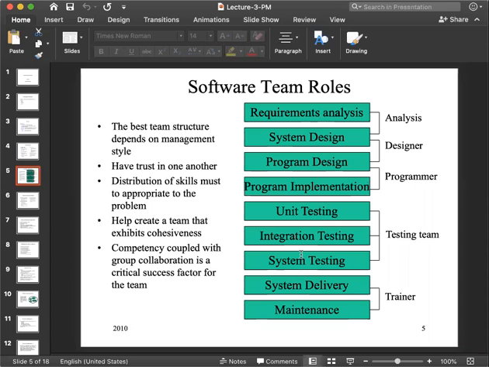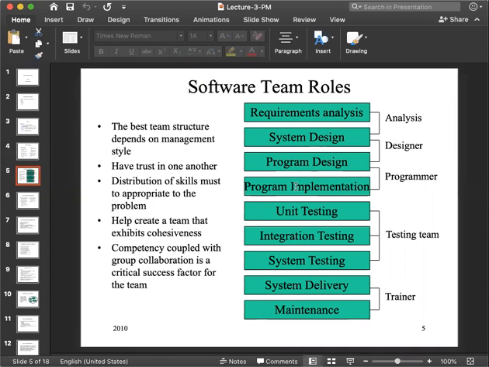আপনাদেরকে এই টাস্কগুলো ওয়ান বাই ওয়ান ফলো করতে হবে। সো এই টাস্কের মধ্যে কোন পার্টে কার কি কাজ আছে, যেমন রিকোয়ারমেন্ট অ্যানালাইসিস and system design. This is the task of an analyst. Then system design and program design. This is the task of a designer. Then there is a program design and program implementation.